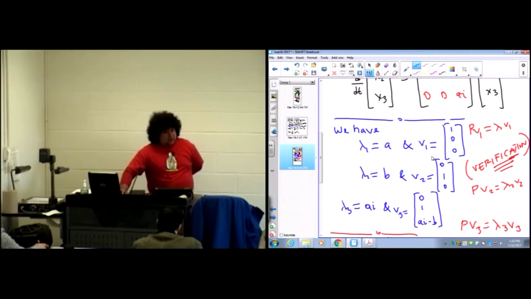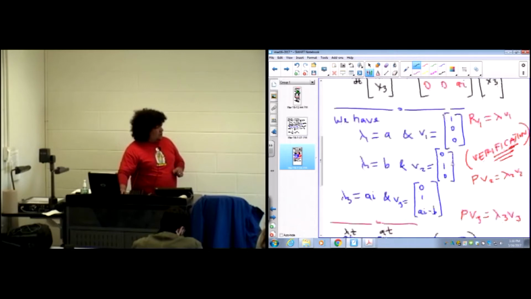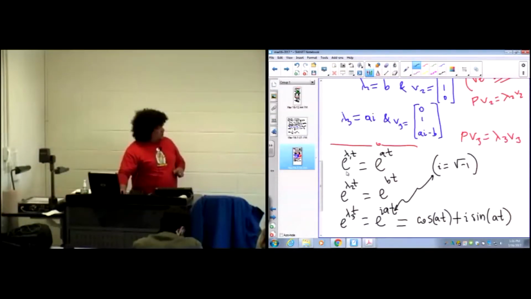So what we do next is to evaluate the exponential. We exponentiate lambda 1 t, lambda 2 t, lambda 3 t. For the first two, lambda 1 is A, lambda 2 is B, there's nothing else to do. But lambda 3 here is a complex number with zero real part. The imaginary part of lambda 3 is given by the number A, but its real part is 0, right? And so by evaluating e to the lambda 3 t, we can do an extra step where we are using Euler's formula.